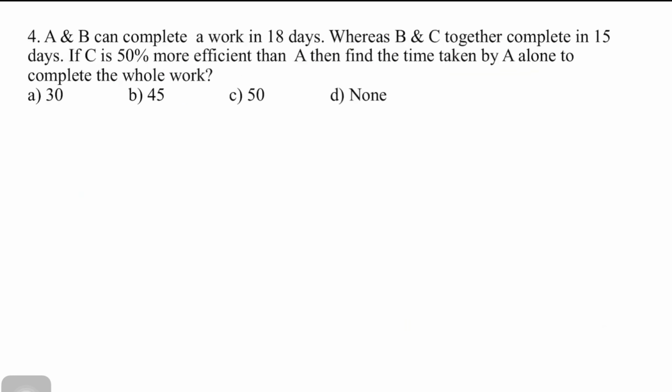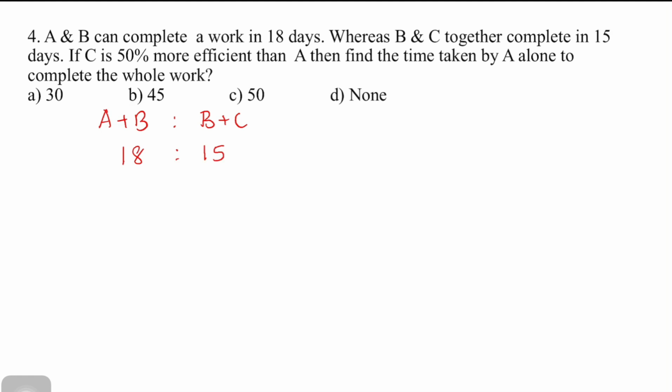A and B can complete a work in 18 days, whereas B and C together complete it in 15 days. If C is 50% more efficient than A, then find the time taken by A alone to complete the whole work. So A and B can complete the work in 18 days and B and C in 15 days. This ratio we can establish.